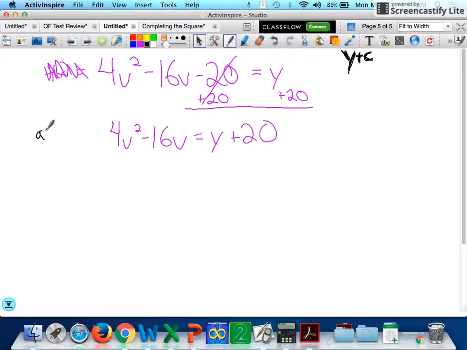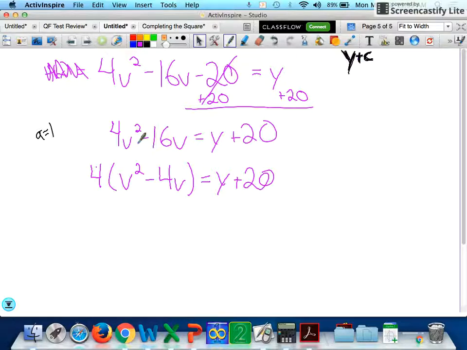Our second step is that we want to make A equal 1. And to do that, we just use this left side and we factor a 4 out, leaving us with V squared minus 4V. And the right side didn't change. Notice if I was to multiply this 4 back in here, we would get the exact same thing from the other step. We did not change the value of the problem.